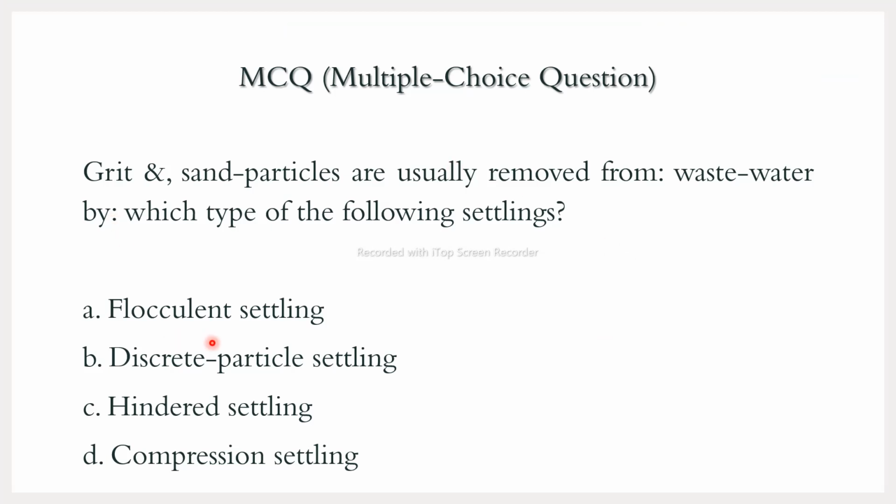So flocculent settling is a coagulation kind of thing. Sand and grit particles are bigger particles, they don't coagulate at normal temperature, right? And at whatever temperature they fuse together, water doesn't remain in liquid form at that temperature. So this gets cancelled out.